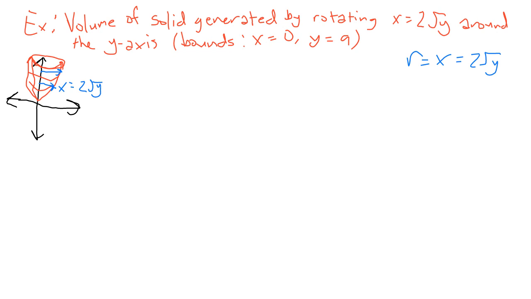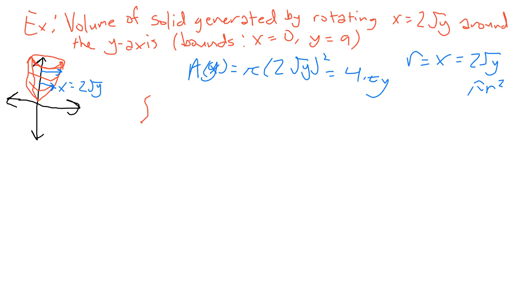Once again, we have our pi r squared formula. So we can get our A(y) in this case, excuse me, is equal to pi times 2 square root of y squared, which is going to be 4 pi y. Now we just have to set up our integral and integrate. So if we set up our integral, we are going to get the integral of 4 pi y dy.